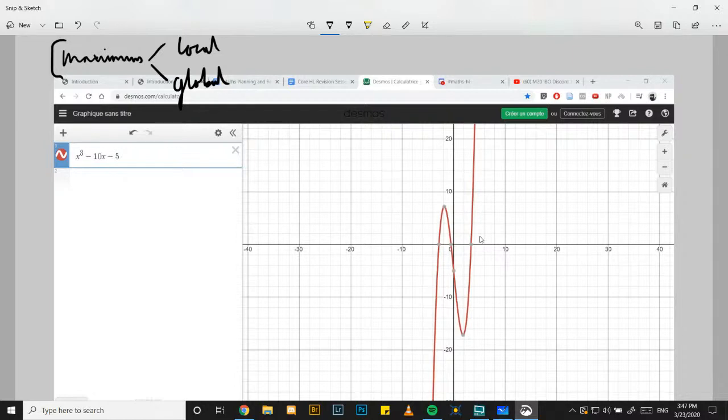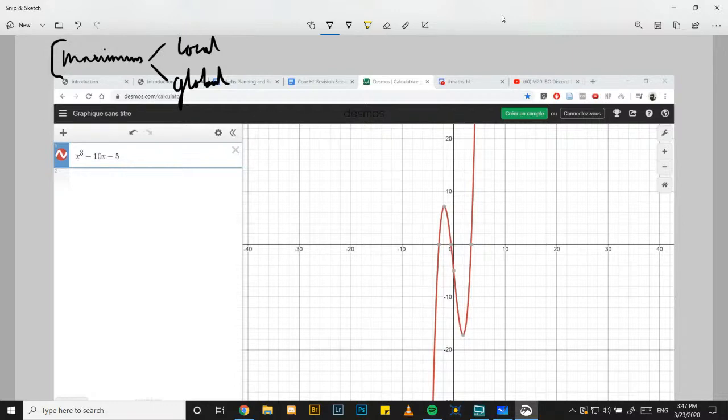Global maximum is, across all points, the highest point it can go to. So for this function, x cubed minus 10x minus 5, it's clear to see that the maximum of this function could be infinity. For any given value, if I put in a large enough number, it's going to hit infinity. So that's a global maximum. However, locally there are maximums as well.